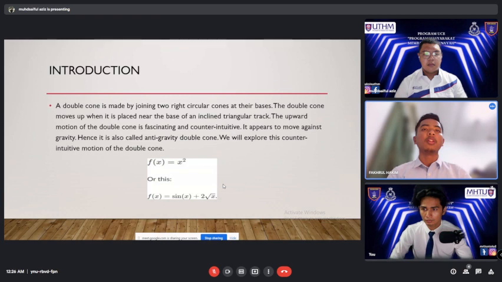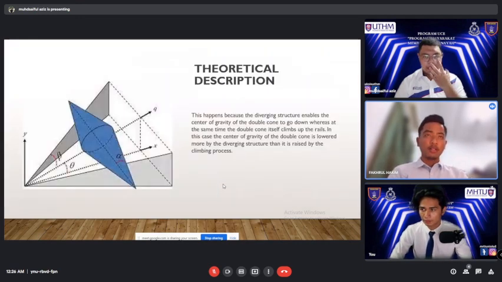So, for example, the formula is f(x) equal to x squared, or f(x) equal to sine x plus 2 square root x. So I will pass to my friend to elaborate more about the theoretical description.